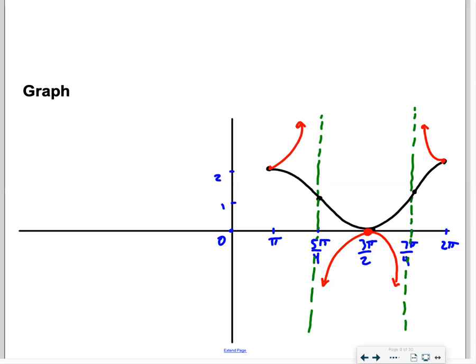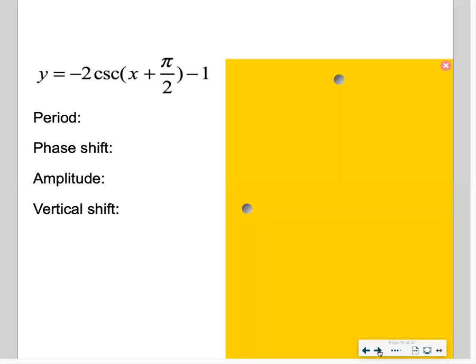One more to go. Any questions on this? Anyone at home, questions on this? All right. Okay, let's do one more and then you guys will be done with these notes. We'll do cosecant. So our first one was secant, I will do cosecant.